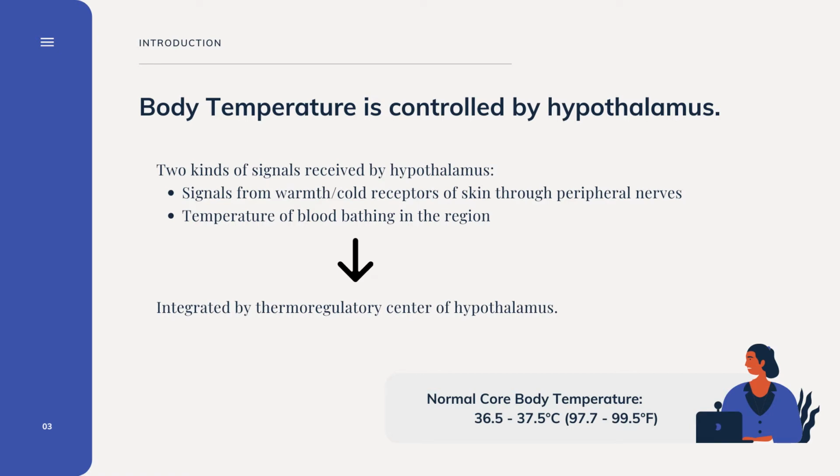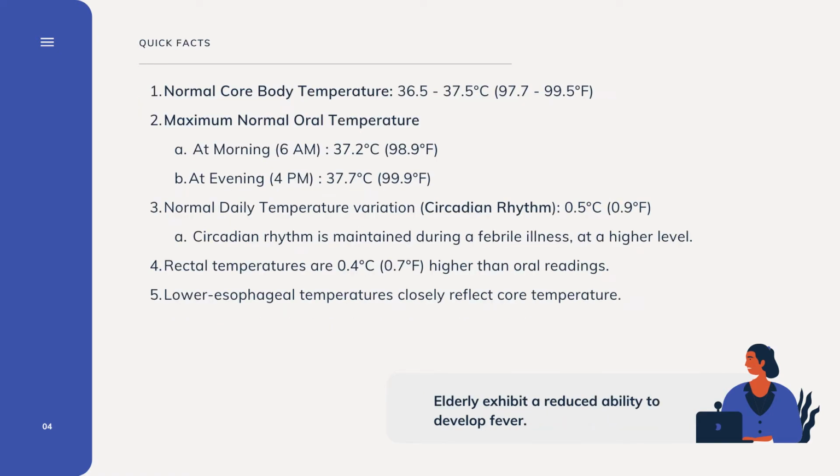The core body temperature is maintained in the range of 36.5 to 37.5 degrees Celsius. This normal body temperature is ordinarily maintained despite environmental variation because the hypothalamic thermoregulatory center balances the excess heat production derived from the metabolic activity of the muscle and the liver with heat dissipation from the skin and the lungs. Here are some quick facts.